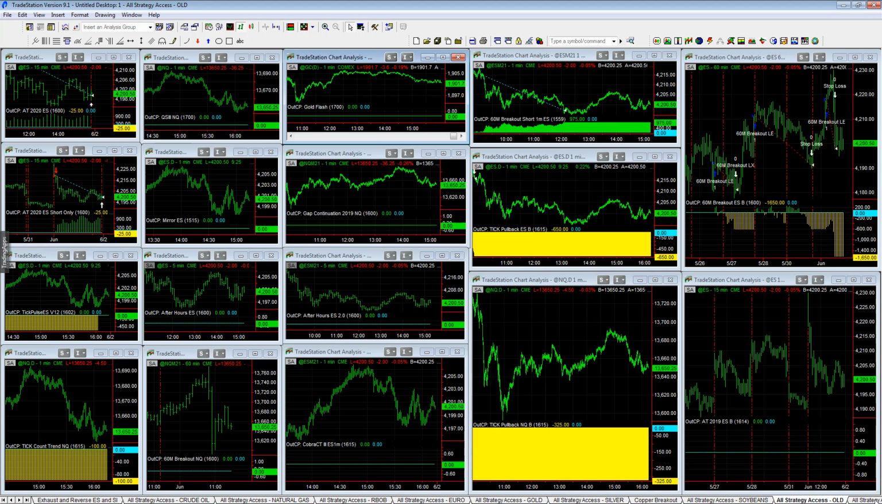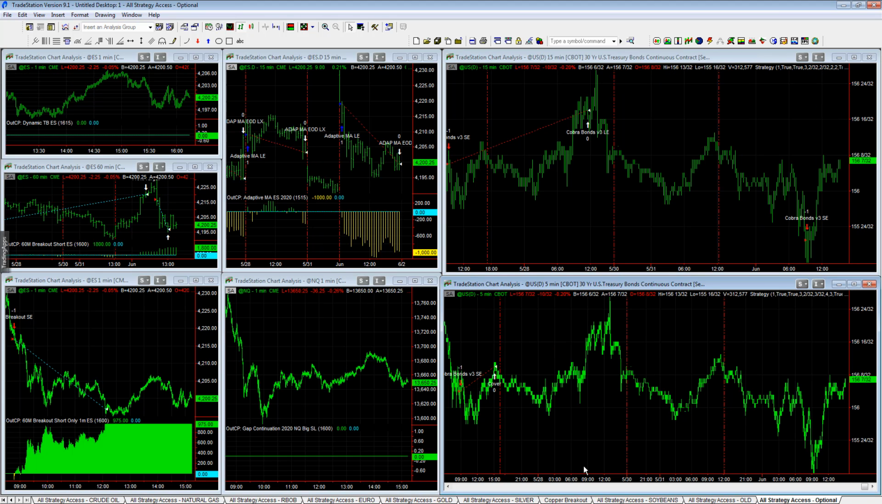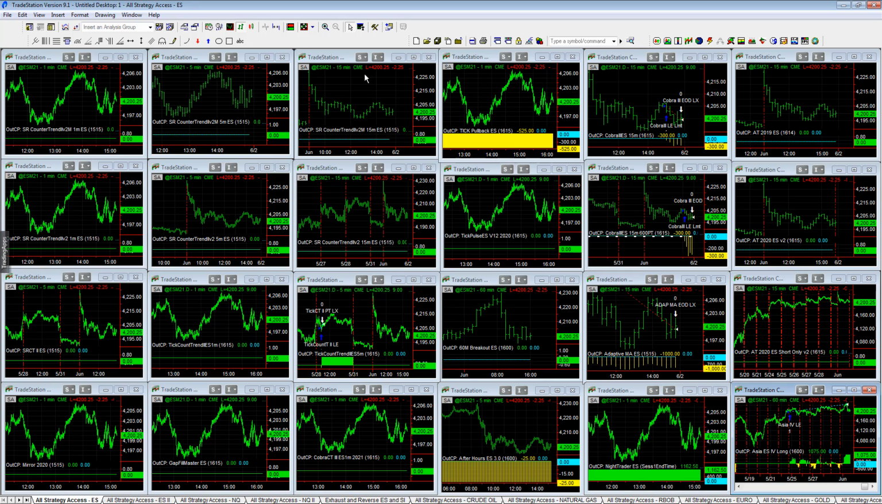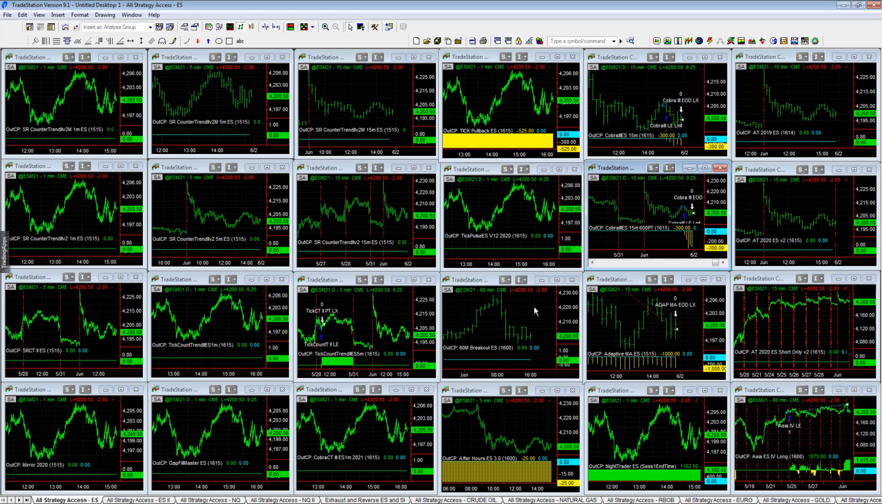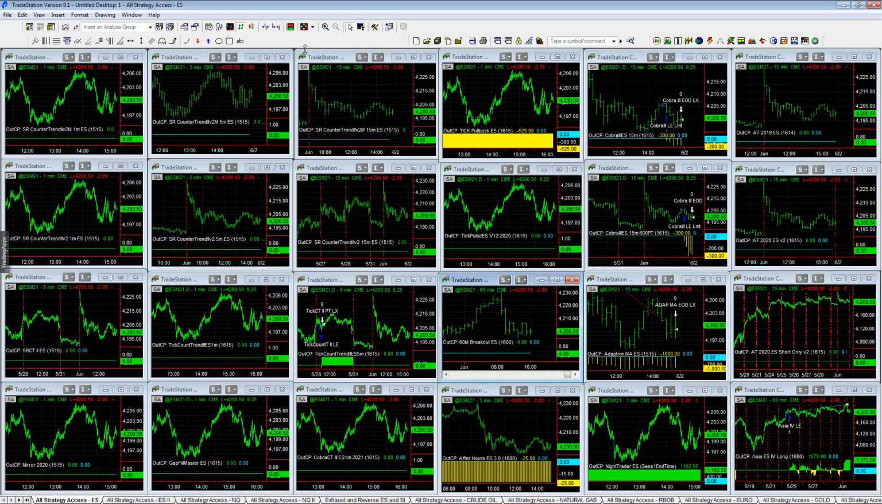So old and optional workspaces here, and you can see those trades as well. We track 118 strategies every single day, and this is our all strategy access set of strategies in TradeStation. And when you subscribe to one of the portfolios, you get a combination of these strategies, or you can customize, you could trade them all if you're well capitalized.